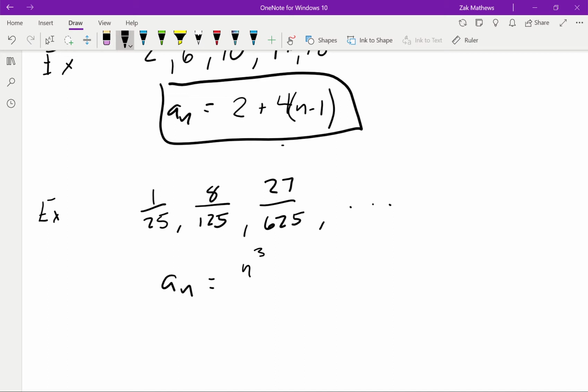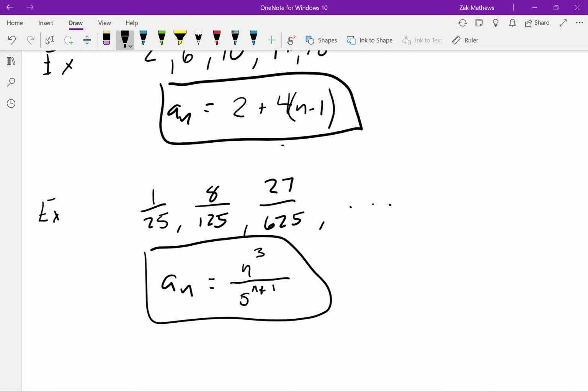1 cubed, 2 cubed, 3 cubed. If we look at the denominators, those are powers of 5. We have 5 squared, 5 cubed, 5 to the fourth. And so here we'd have 5 to the n, but again, if we were to plug in a 1 here, we'd just have 5. That's not enough. That's just 5, not 25. So we need to make it an n plus 1. So once we have that, that would work. Again, if we were to start with n equals 1, we would have our entire sequence.